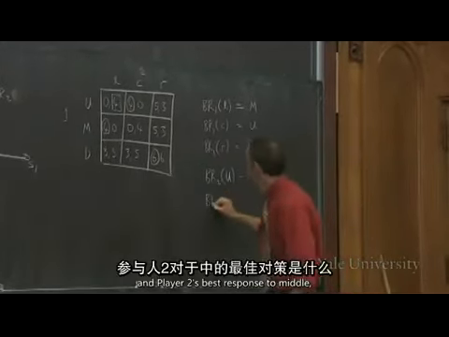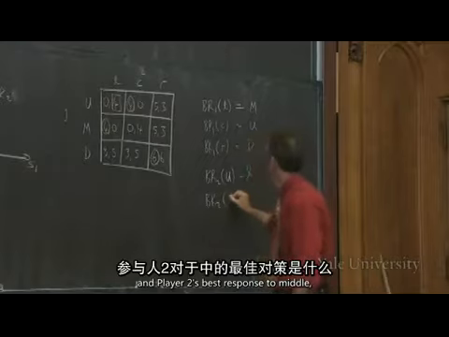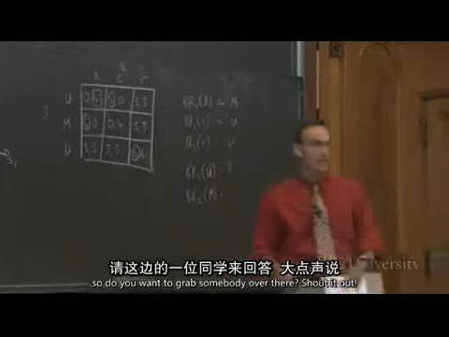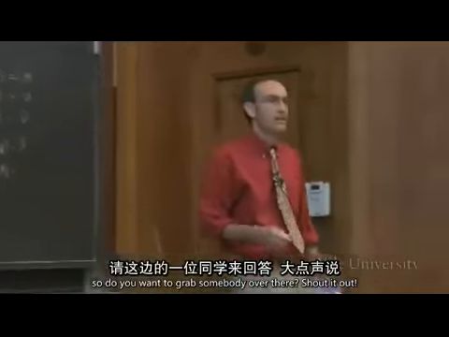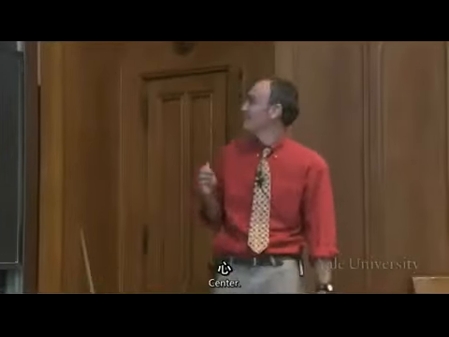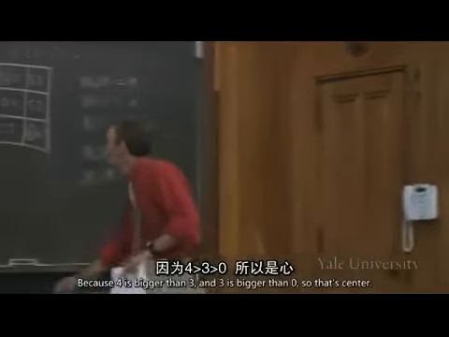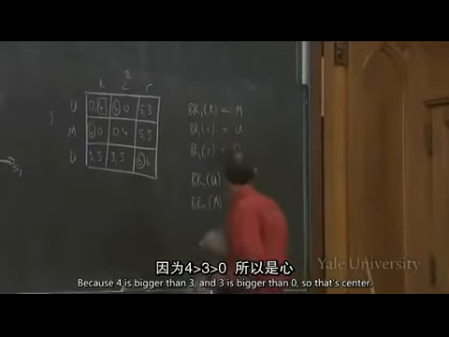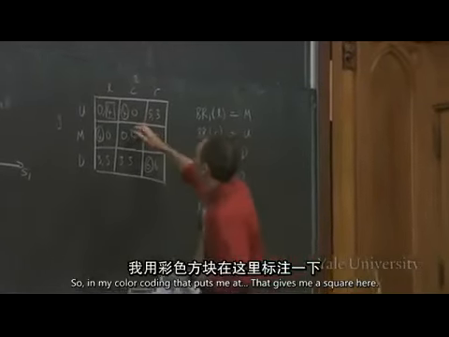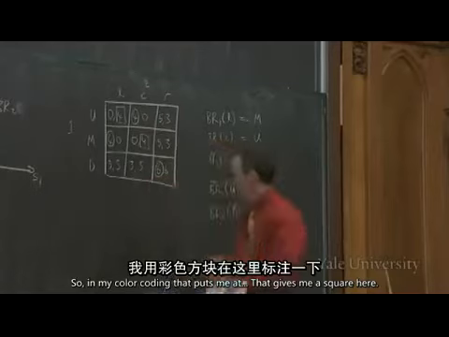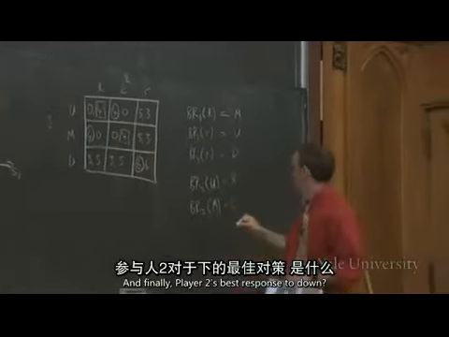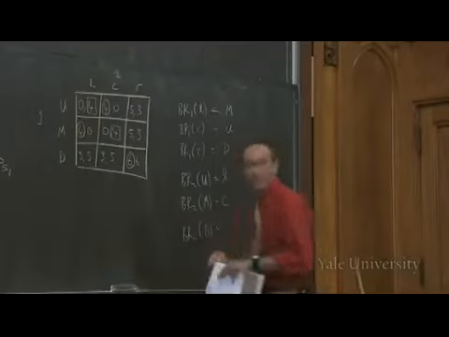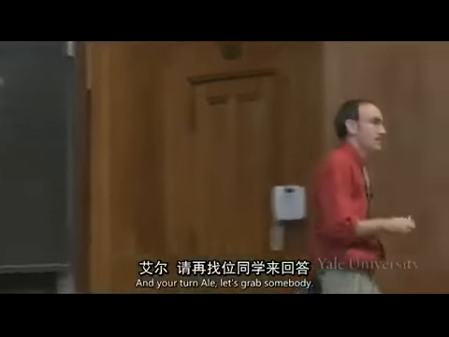All right, and player 2's best response to middle. So, Merton, do you want to grab somebody over there? Center. Shout it out. Center. All right, because 4 is bigger than 3, which is bigger than 0, so that's center. And in my color coding, that gives me a square here. And finally, player 2's best response to down. And your turn, Ali. Let's grab somebody.